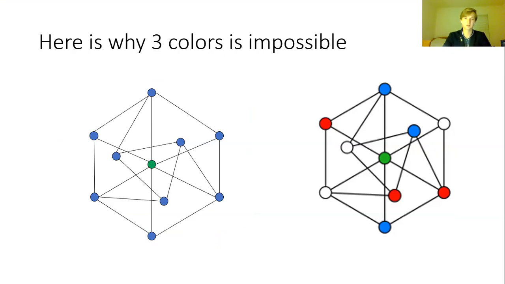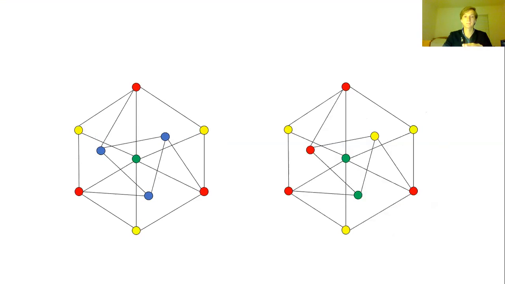So let's look at the left picture. Let's say that the blue ones are not colored yet, and we're going to color in green, yellow, and red. Let's paint the middle one green. Now let's look at the outside 6 vertices. They are all connected to green, so they cannot be colored green.